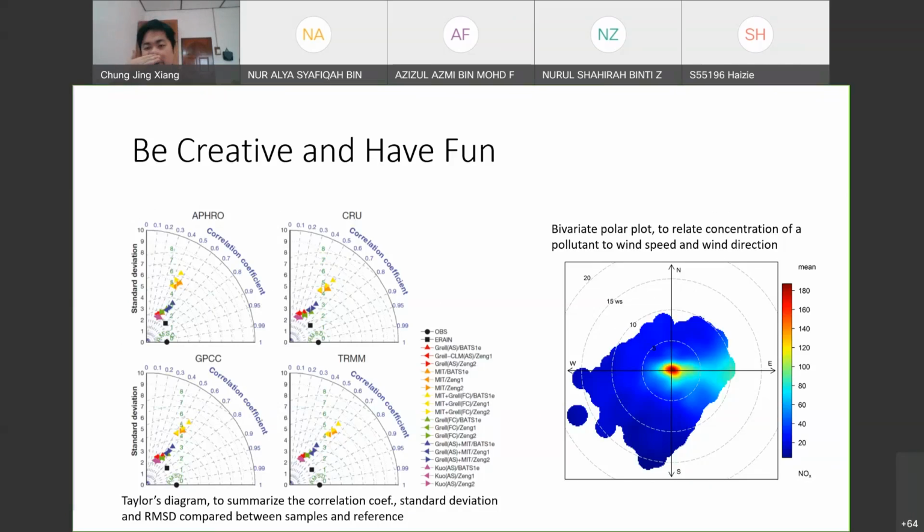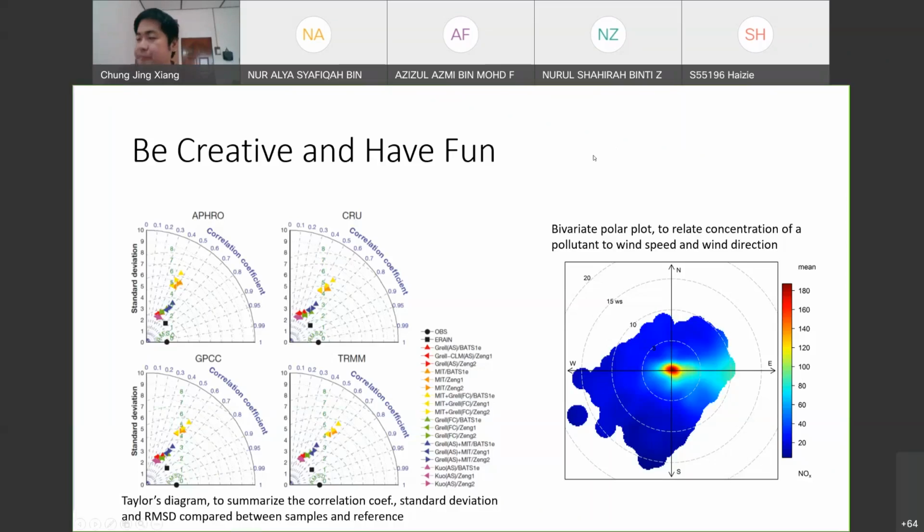So rather than you have to show 3 different diagrams like standard deviation, correlation, and root mean square error, so difficult, so tedious. Yeah, you just make it like this. Okay, summarize 3 pieces of information into one figure.